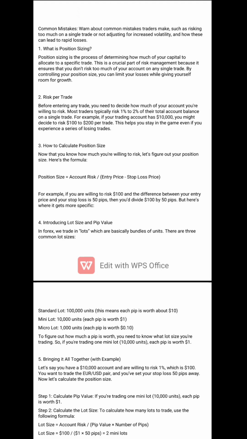Position sizing is the process of determining how much of your capital to allocate to a specific trade. And this is a single trade that we are talking about, a position. This is a crucial part of risk management because it ensures that you don't risk too much of your account on any single trade. Take note of this. You will need your writing pad once again. By controlling your position size, you can limit your losses while giving yourself room for growth.